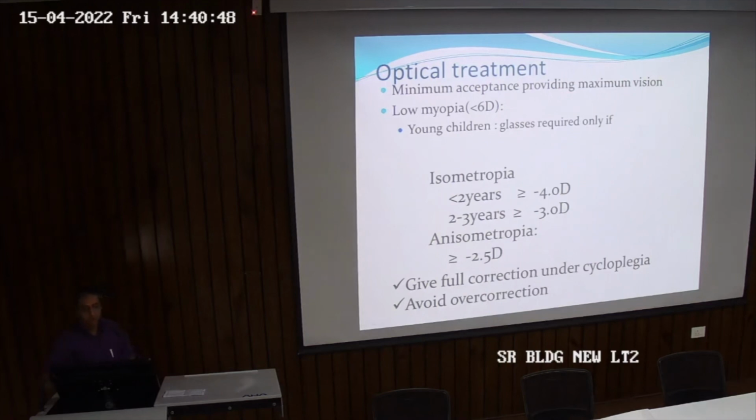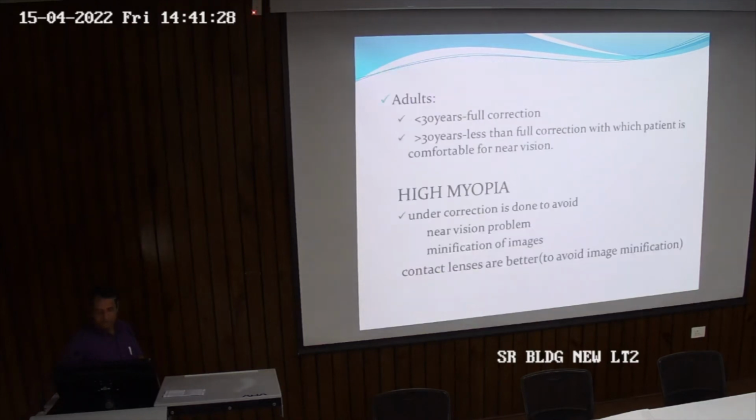Optical minimum: what will be the minimum power of acceptance providing maximum vision in cases of low myopia. Myopia has grading: low, moderate and high. Low myopia means less than 3, moderate 3 to 6, and high myopia is more than 6 diopter. In low or moderate myopia in young children, glasses are required only for isometropia. In children less than 2 years, if myopia is more than 4 diopter. In 2 to 3 years, more than 3 diopter. In anisometropic cases, more than 2.5 diopter. Give full correction under cycloplegia and avoid overcorrection in cases of hypermetropia.